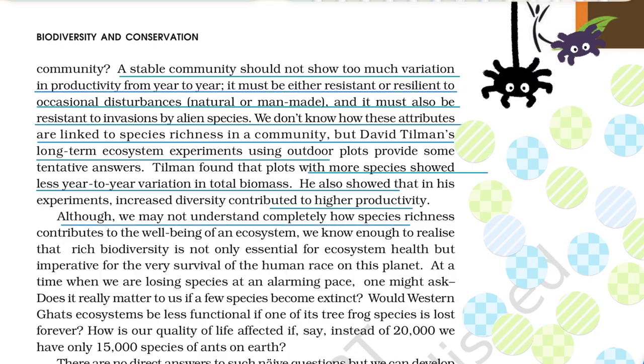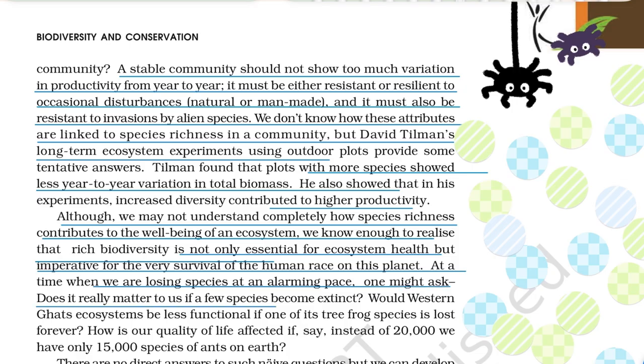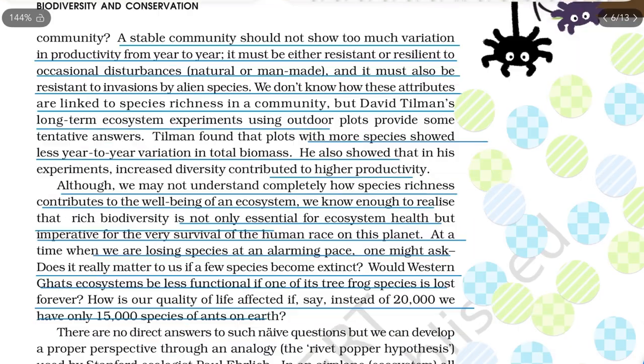Although we do not understand completely how species richness contributes to the well-being of an ecosystem, we know enough to realize that rich biodiversity is not only essential for ecosystem health but imperative for the very survival of the human race on this planet. At a time when we are losing species at an alarming pace, one might ask, does it really matter to us if a few species become extinct? Would the Western Ghats ecosystem be less functional if one of its tree frog species is lost forever? How is our quality of life affected if, of the insects, we have only 50,000 species of ants on Earth?